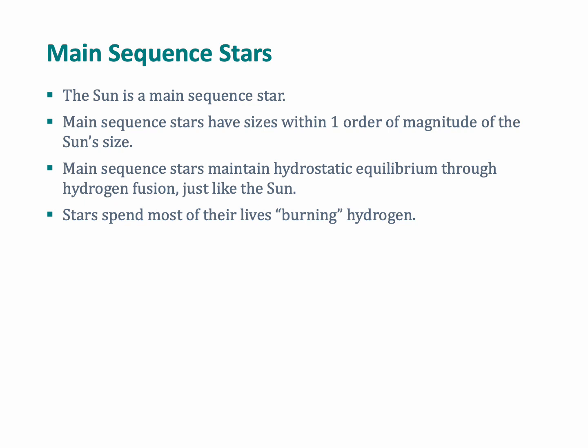And if we look back at the sizes, I'm not sure if I can scroll back since I'm recording. Nope, I can't. It won't let me. But the main sequence stars are all in a similar size range to the sun. Within one order of magnitude, that means either 10 times bigger than the sun or 10 times smaller, 1/10 the size of the sun. And remember, we talked about hydrostatic equilibrium last lecture.